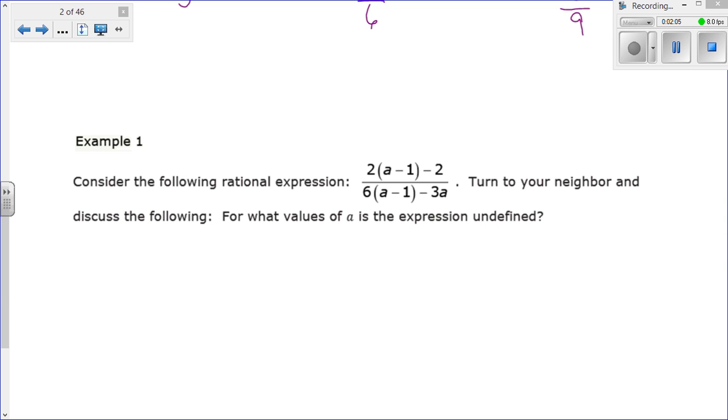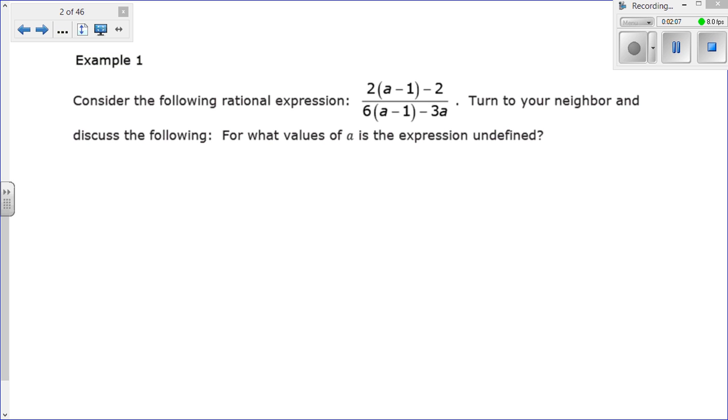Well, we kind of have to go back a little bit to think about what undefined means. Undefined is when we have a 0 in the denominator because we're not allowed to divide by 0. So I don't really care what's going on in the numerator. I can pretend like that's not there for this problem. I'm just going to take that denominator, 6 times the quantity a minus 1 minus 3a, and set it equal to 0. Because that's really what I'm looking for, that number that will make the denominator 0.